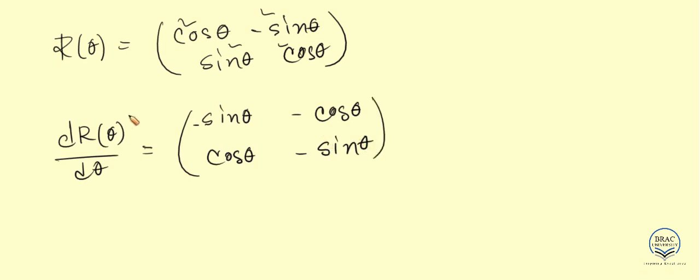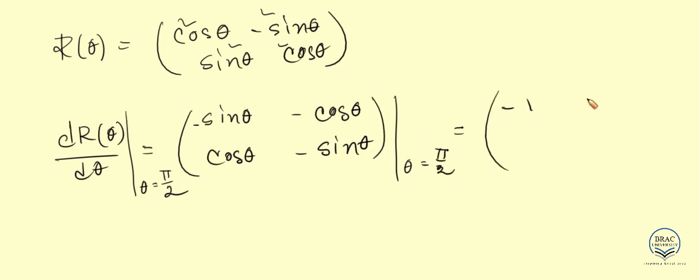And if you want to evaluate the derivative at some specific point, let's say now I want to have theta equals to pi by 2. So after you take the derivative, as similar to function, you just put theta equals to pi by 2, and that will give us minus 1, 0, 0, minus 1. So this is how you can easily define and calculate the derivatives of some matrices.